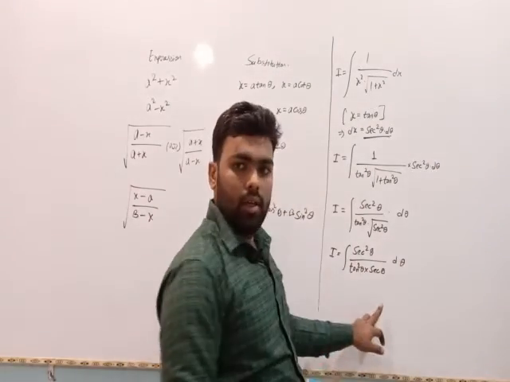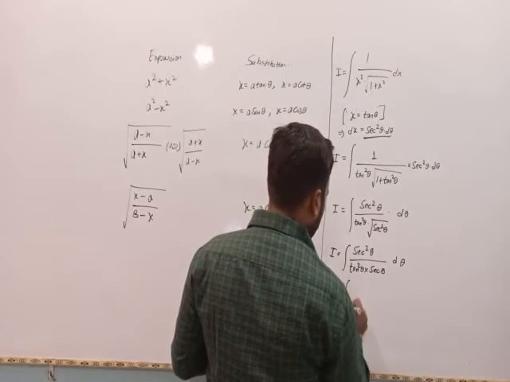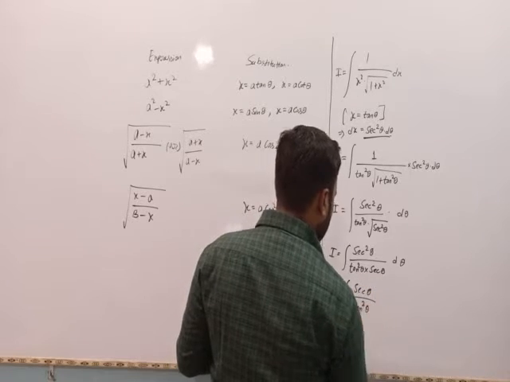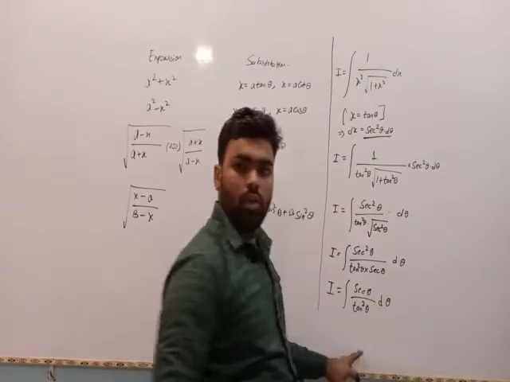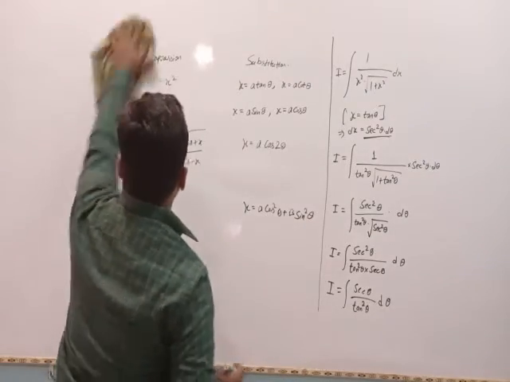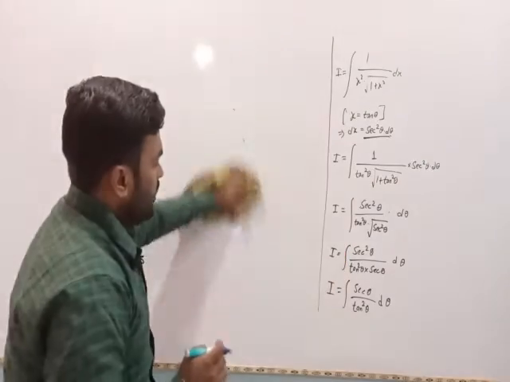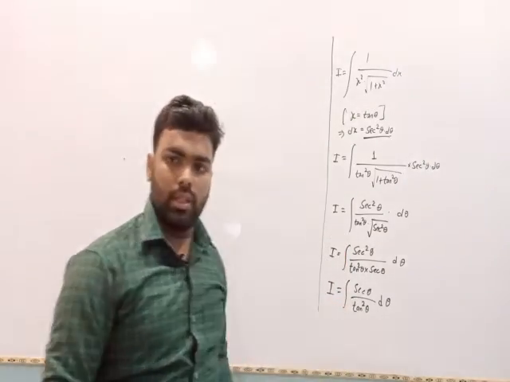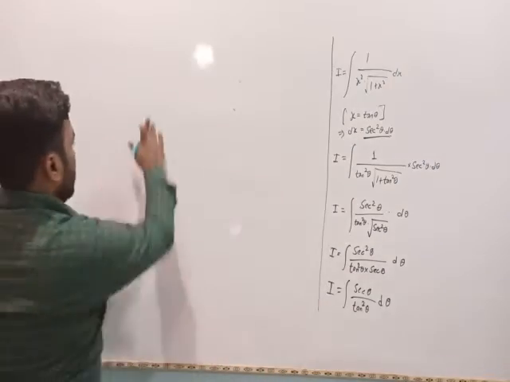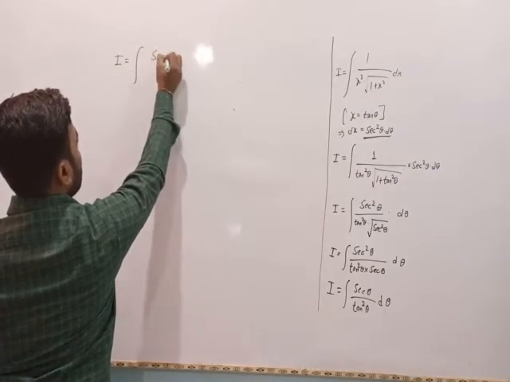Now this sec theta will cancel one sec theta in the numerator. So from here we will have I is equal to integration of sec theta divided by tan square theta d theta. Now what can we write? In the next step we can break sec theta and tan square theta into 1 upon cos theta and sin square theta upon cos square theta.